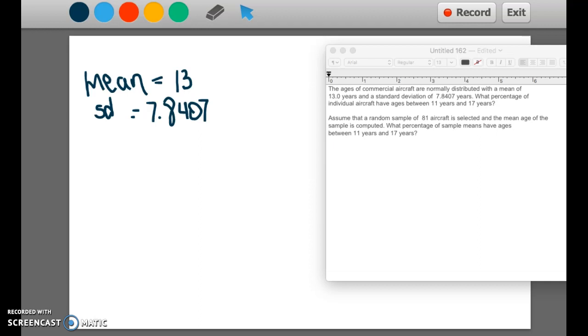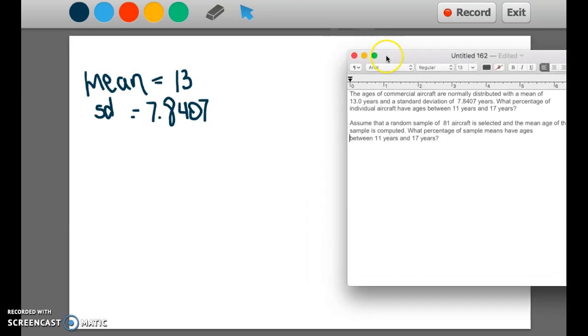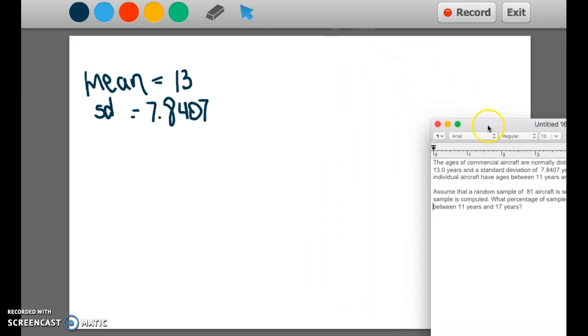So the question is, the ages of commercial aircraft are normally distributed with a mean of 13 years and a standard deviation of 7.8407 years. What percentage of individual aircraft have ages between 11 and 17 years? So I'm going to slide this over here.